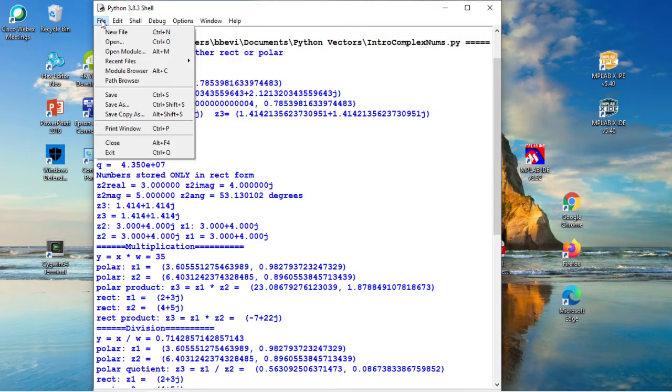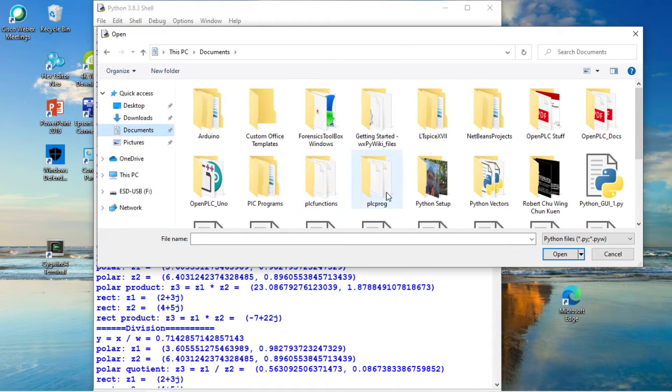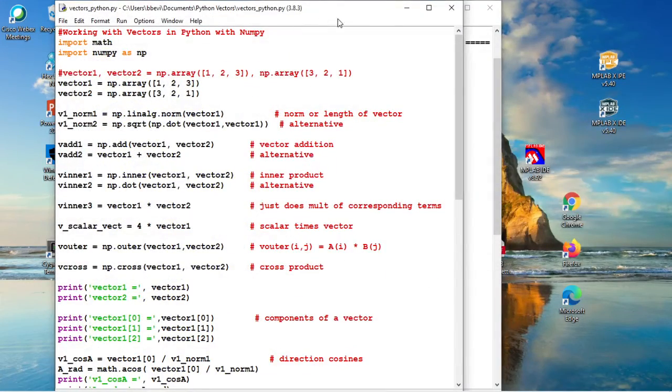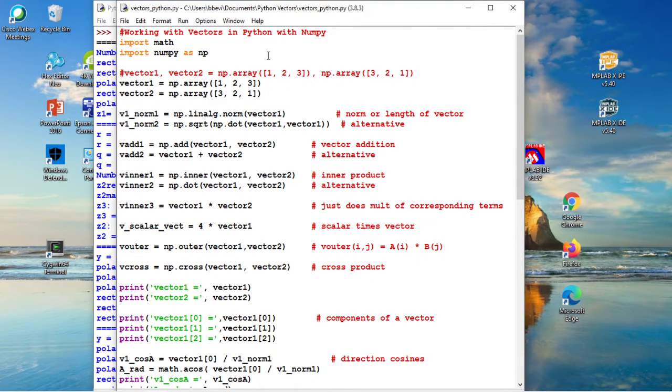Let's go over here and let's open another file, and we go to Documents, and we go to the vectors here, and this time we're going to use vectors. Okay, so let's open this up, and here's just using vectors with NumPy. So in this case we're importing math, and I just did math as it is, and then NumPy is NumPy. Later on you'll see I import math as MH.